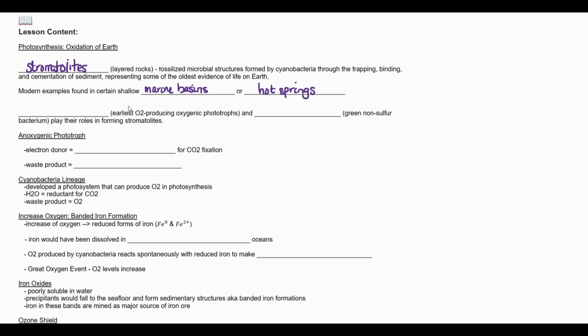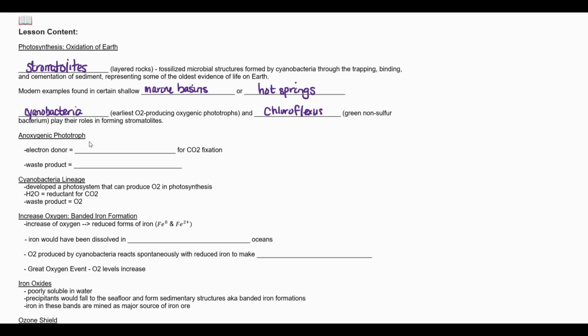Now, cyanobacteria are the earliest oxygen-producing oxygenic phototrophs. Cyanobacteria. And another key player, Chloroflexus. Now, it is a green non-sulfur bacterium. They play their roles in forming stromatolites and oxygenic phototrophs.